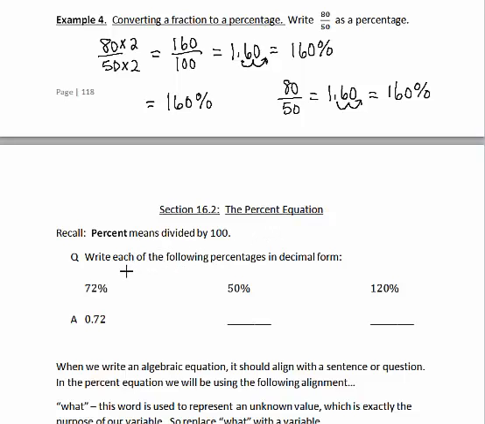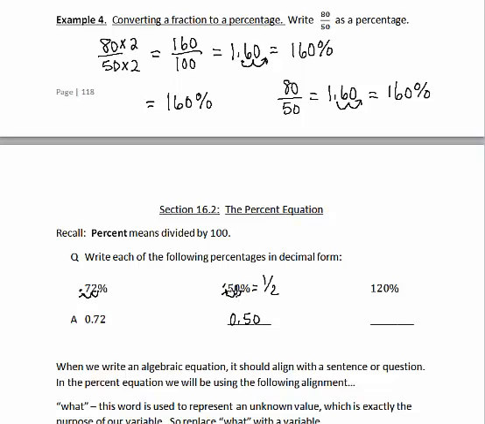So the workbook wants us to write each of the following percentages in decimal form. So we took a percent and we wanted to go to decimal form, so we moved to the left, 0.72. 50% is half of something, and 1/2 as a decimal is, as you would expect, 0.5.